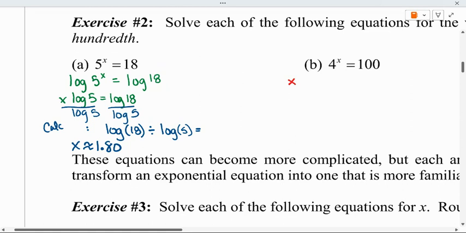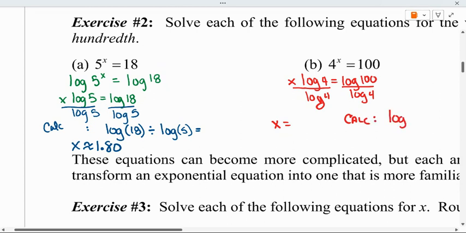Yeah, I was hoping that someone would see that. Let's just move the x to the front right now. So x log 4 equals log 100. So we're dividing both sides by log 4. So x equals something in our calculator. We're doing log parenthesis 100, close your parenthesis, divided by log parenthesis 4. Okay? I did close my parentheses.